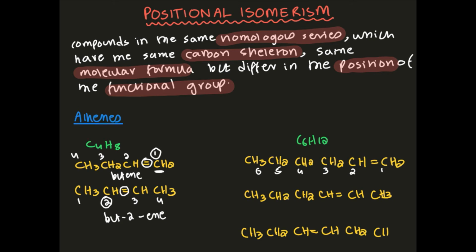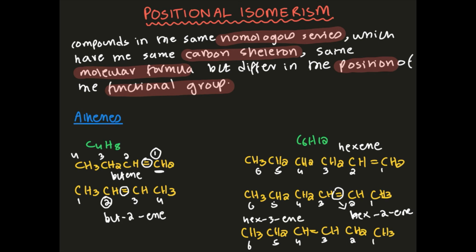If you name this, you're going to see that the double bond is in the first carbon, so this can be hex-1-ene. In this case, the double bond is in the second carbon, so it's going to be hex-2-ene. And if you number the last one, you're going to get hex-3-ene. So similarly, in this compound, the molecular formula stays the same. It's going to be C6H12. However, the name is going to be different.